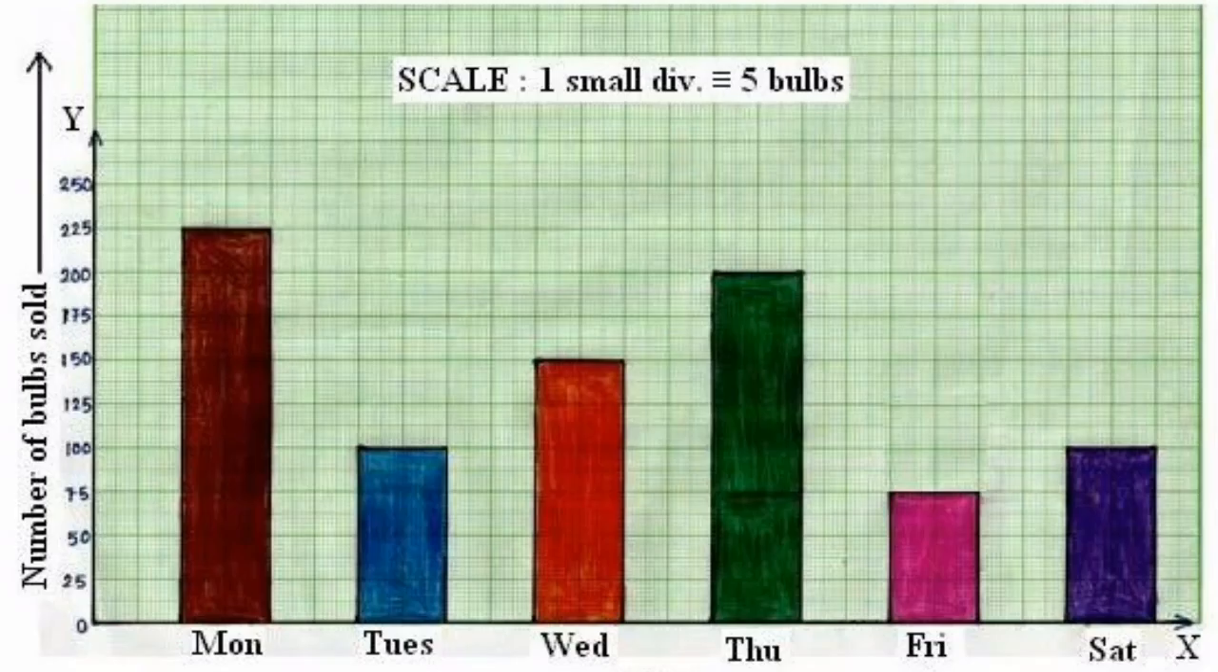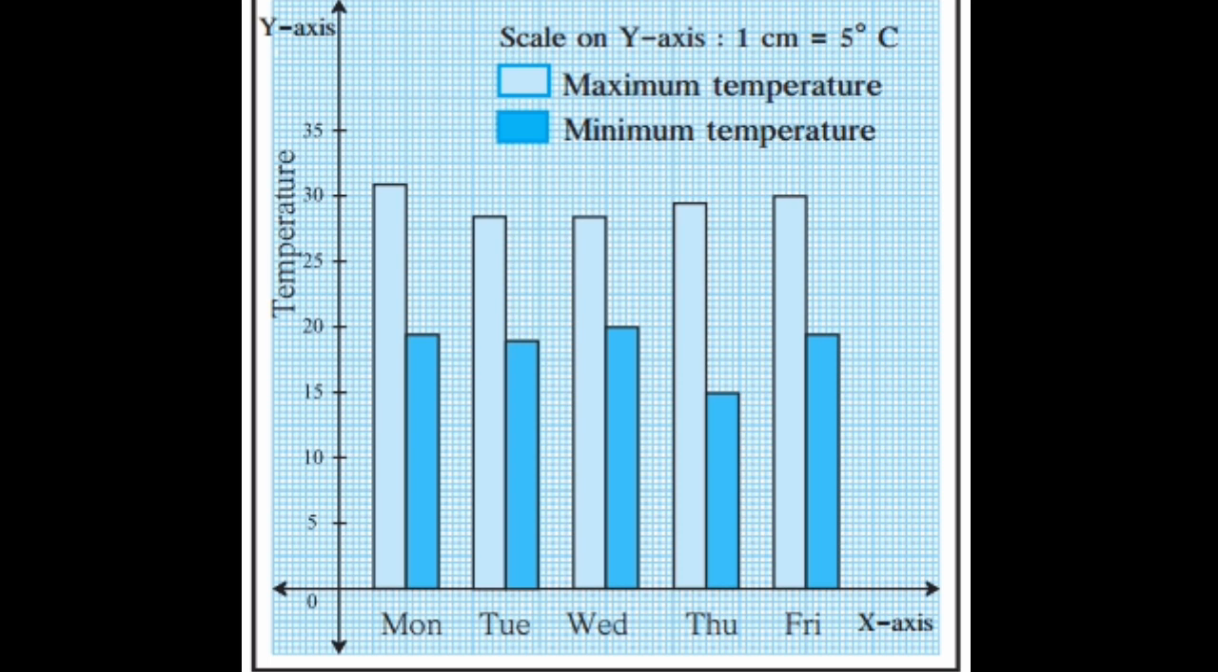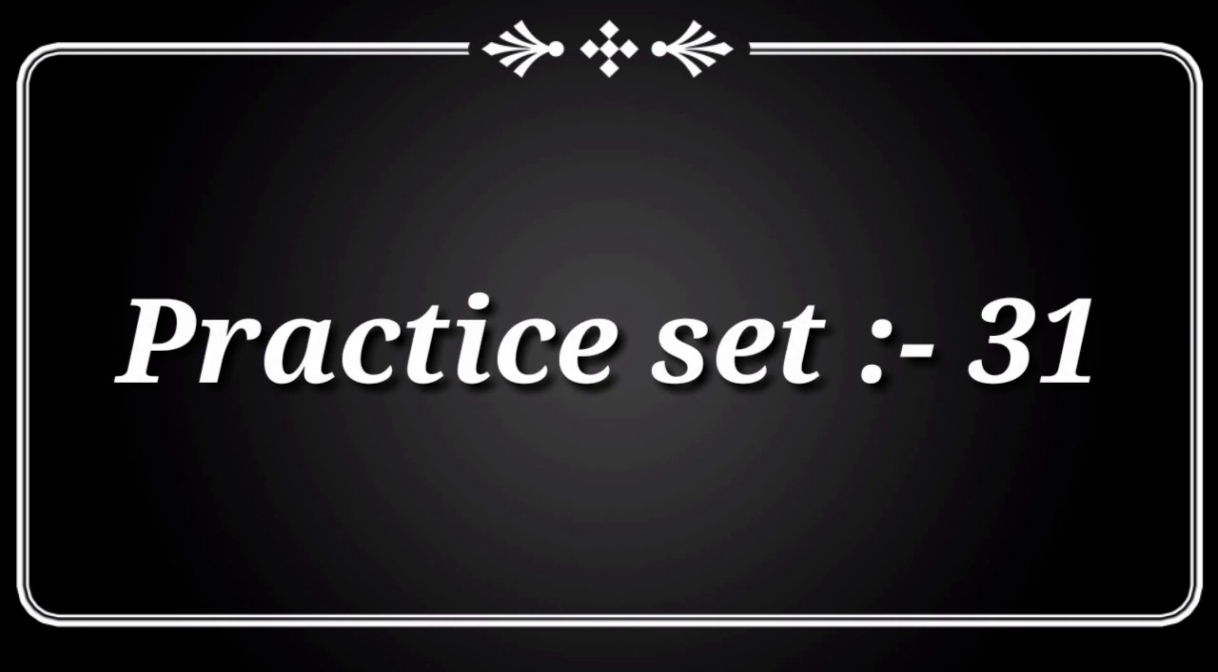In previous class, that is in your 6th standard, you have studied how to draw a bar graph. So, this is the picture of bar graph which you have studied in your 6th standard. And now in 7th standard you will learn how to draw joint bar graph. So this is the picture of a joint bar graph. So now we will see practice set number 31.